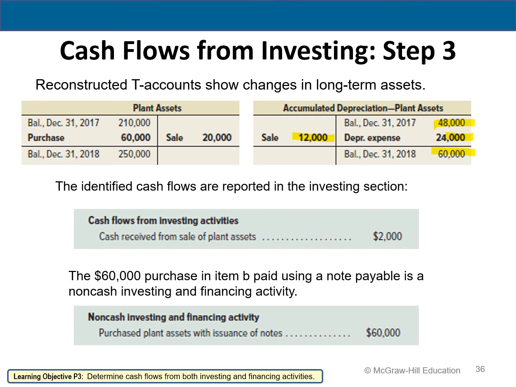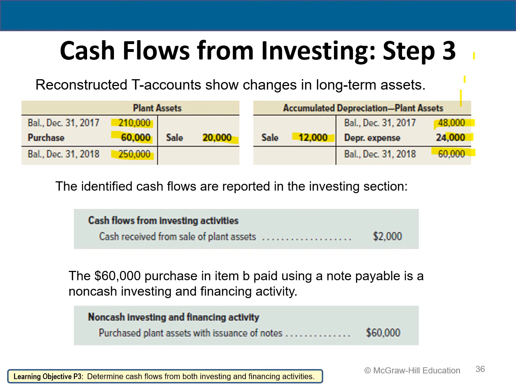And then our plant assets, we started at 210. We purchased 60, they told us, but we also sold 20. So that's how we get to the 250. So this is the activity that makes up that $40,000 change in plant assets, and this is the activity that makes up the $12,000 change in the accumulated depreciation account.